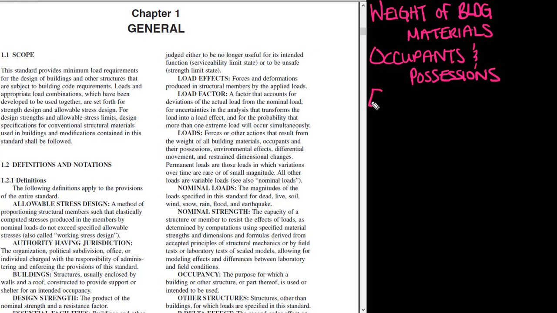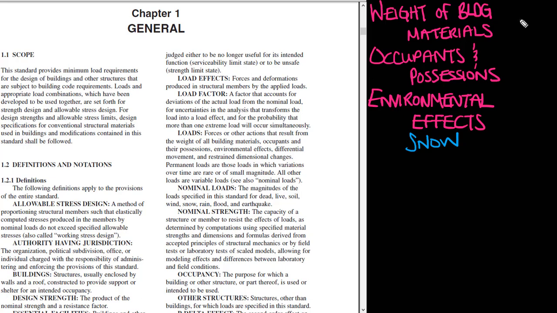Next, we have environmental effects. And of course, up here in the Northeast, the first thing we probably think about when it comes to environmental effects is snow or rain. Water is actually quite heavy, about 62.4 pounds per cubic foot in density. So if we have a lot of snow or rain up on a roof, we're going to need a structure that can support that load. All of these loads that we've discussed up until this point have to do with weight due to gravity. If there were no gravity, none of these objects would have weight, and there would be no load imposed on the structure. And so we'll call these gravity loads.